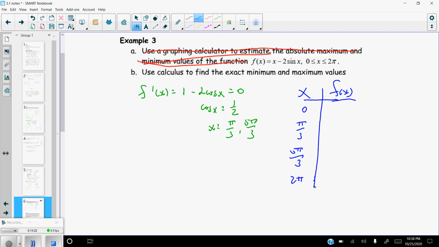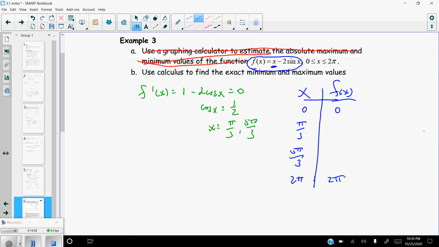The 0 and the 2 pi are likely to be the easiest ones to check, so let's go ahead and start with those. If we plug 0 and 2 pi back into the original, remember we're going into this one, plugging 0 in for x is nice because 0 minus 0 is 0. Sine of 0 is 0, so that works out nicely. Plugging in 2 pi, well, sine of 2 pi is also 0, but don't forget you're plugging 2 pi back into here. So it's 2 pi minus 0, which is still 2 pi.